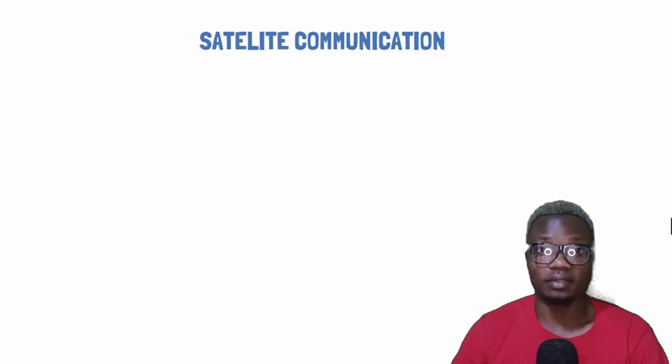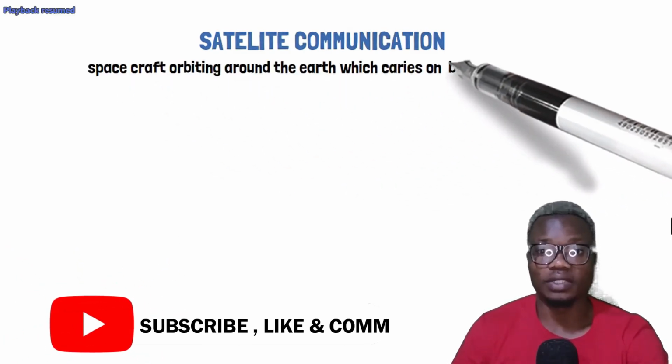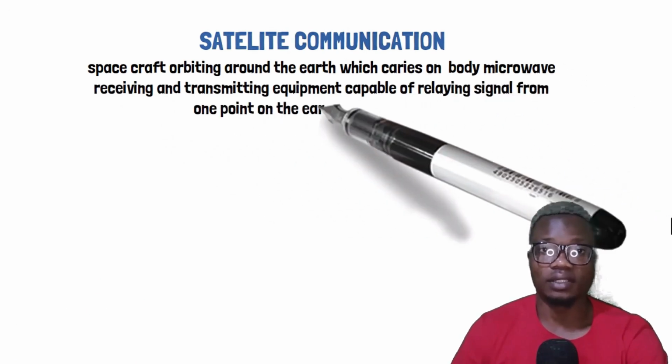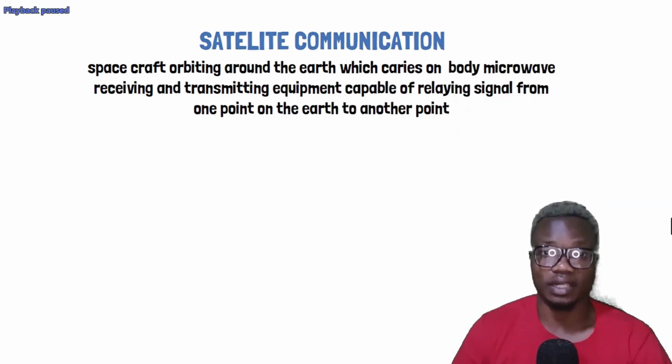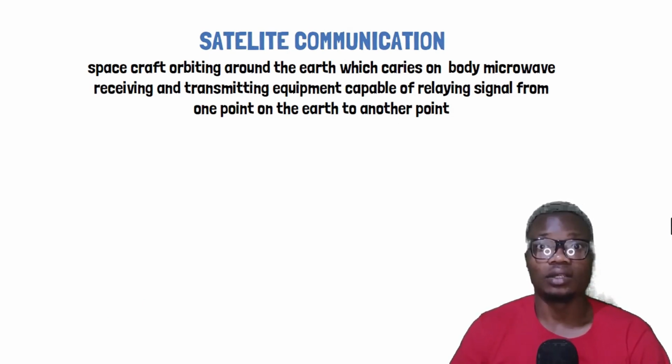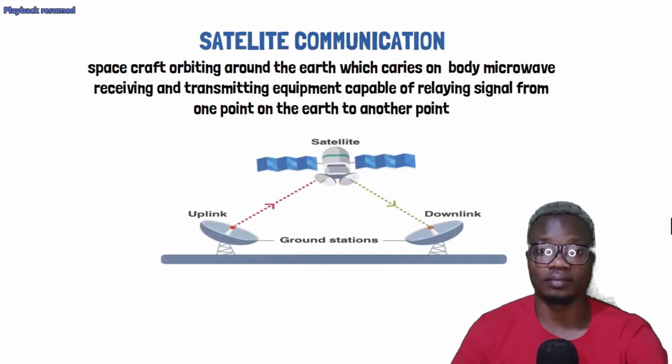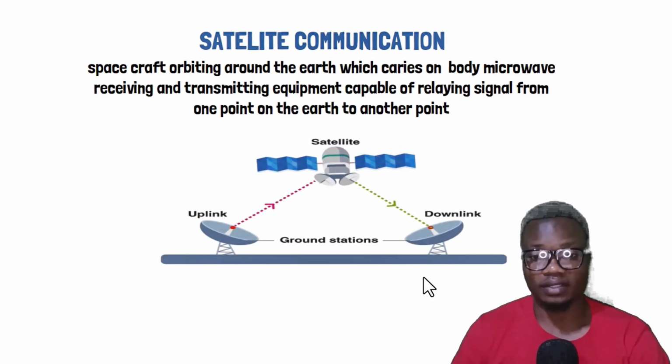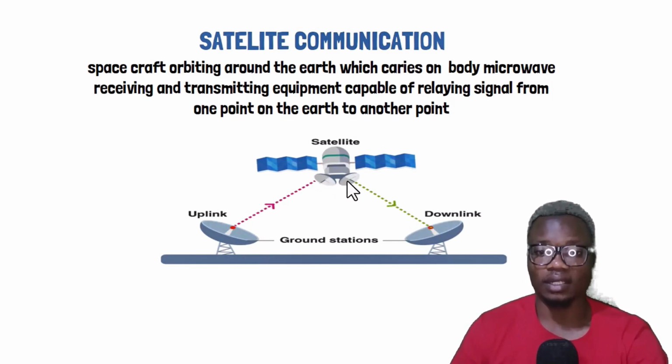Let us now see about satellite communication. Speaking about satellite communication, this means there is a spacecraft which is orbiting around the Earth, which carries a body or an equipment which is capable of receiving and transmitting information from one point on the Earth to another point on the Earth. So this one is a satellite. You can see here, this point sends information to the satellite. The satellite receives the information and it carries an equipment. This equipment on the satellite also transmits the information to another point on the Earth.